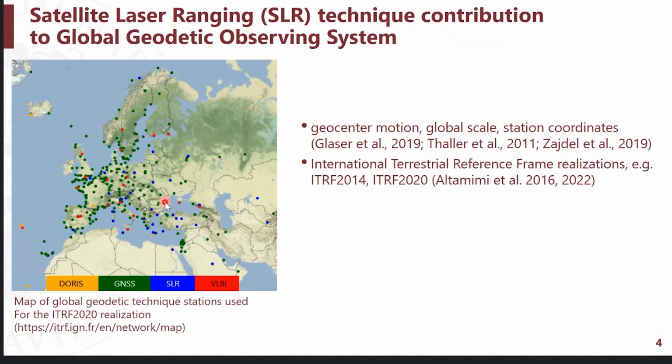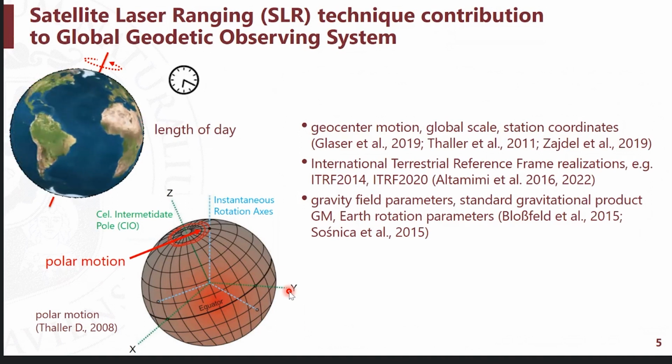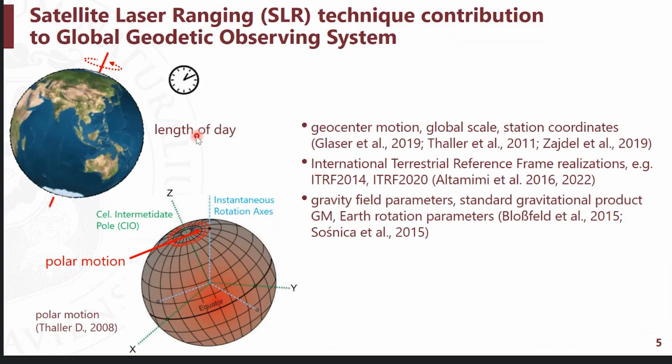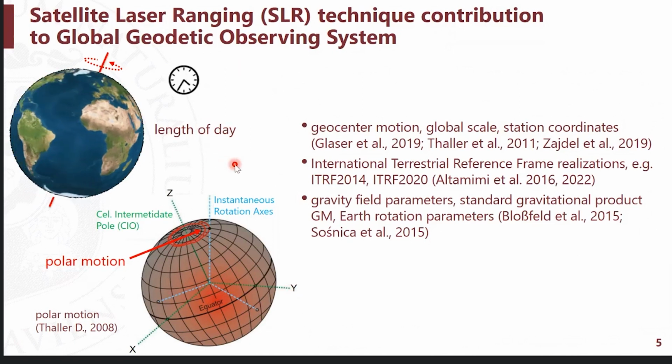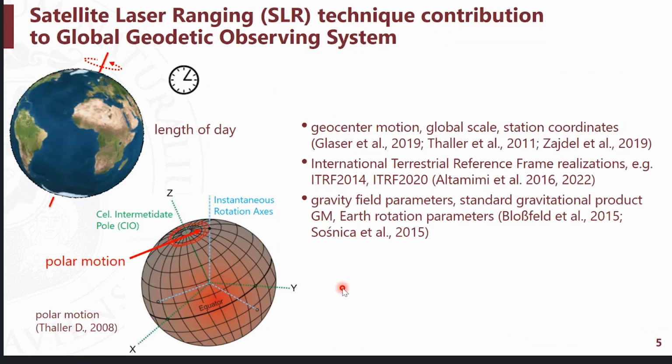2014 or the recently published ITRF 2020. The figure shows an example of stations from 4 different geodetic techniques, which contribute to the recent ITRF 2020 solution for the Europe region. Moreover, SLR measurements can be used for the determination of gravity field parameters, the GM product, or Earth rotation parameters, for example, the length of day parameter, so how fast our Earth is spinning, or the polar motion, the motion of the rotation axis with reference to the celestial intermediate pole.